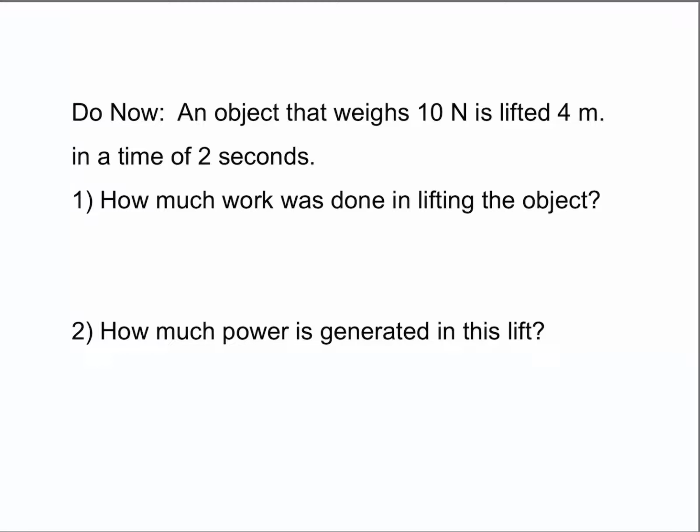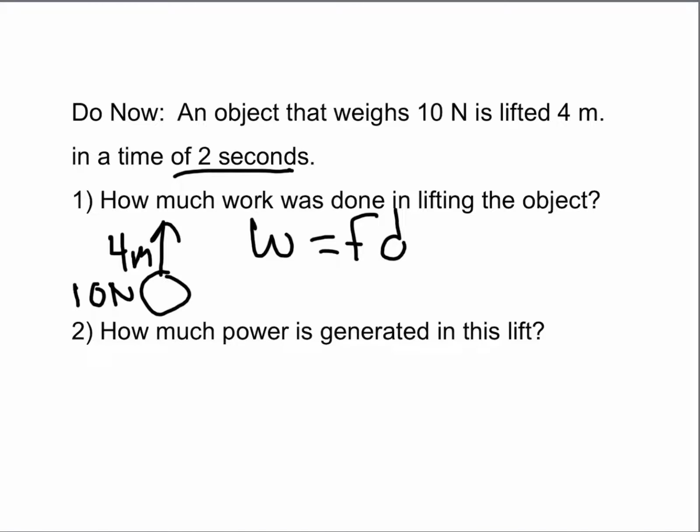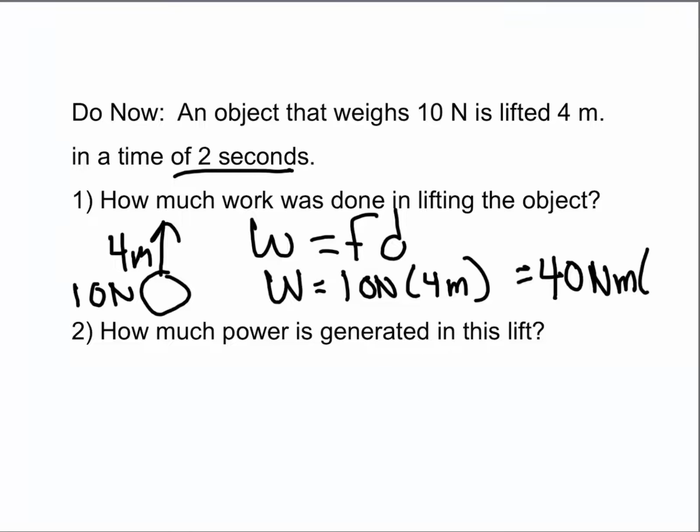Okay, so we have a 10 Newton object lifted 4 meters in the air in a time of 2 seconds. First question says how much work is done. So if we remember, work is equal to force times distance. And the force, since this thing weighs 10 newtons, is going to be 10 newtons, because that's how much you have to apply to lift it up. Then we got 4 meters it's being lifted. So we have 40 Newton meters, or remember we could also say that's joules.